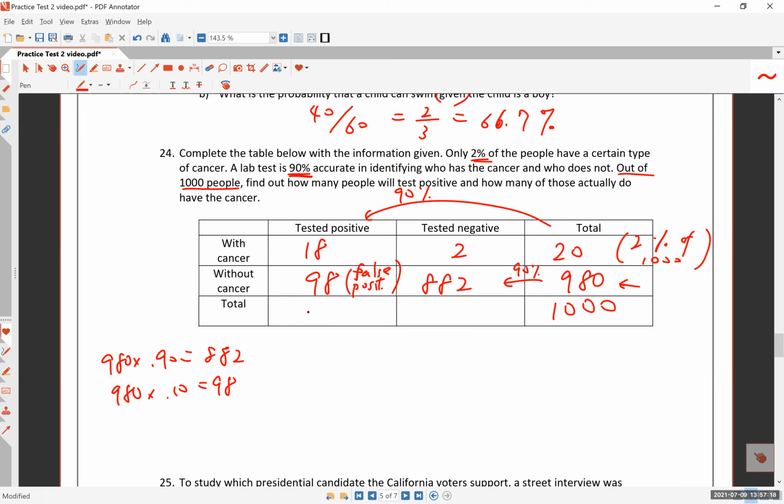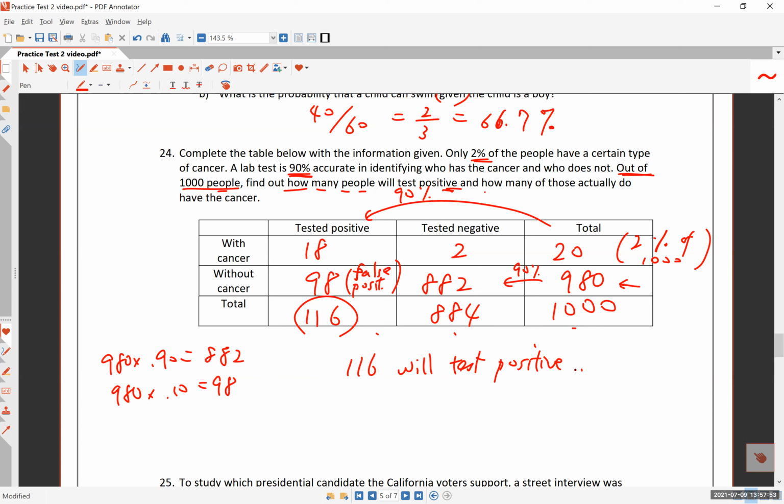Now let's add up each column. This is 116 here, 884, and of course this plus this is equal to 1,000. Now let's answer the question, having filled all the boxes. Out of the 1,000 people, find out how many people will test positive. That's this: 116 will test positive out of the 1,000.